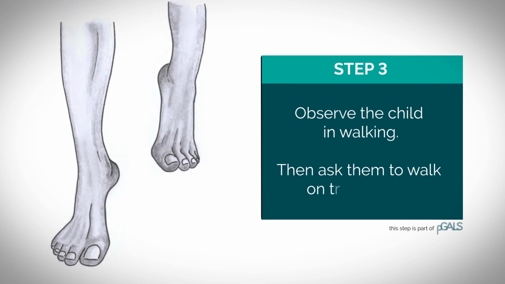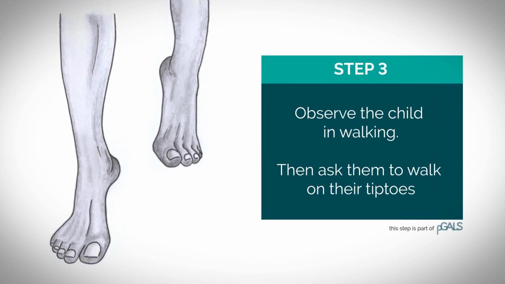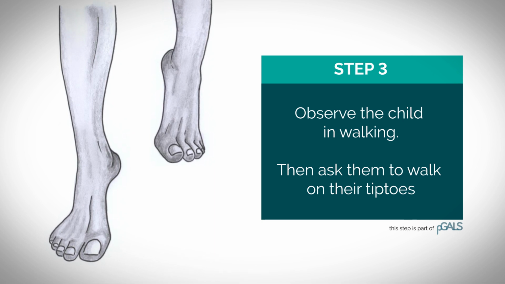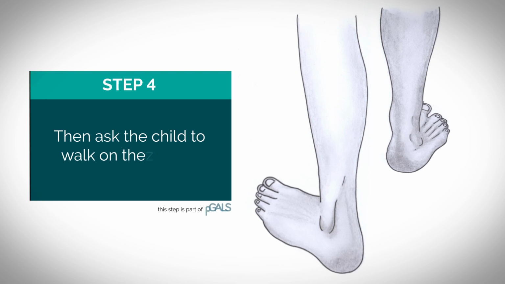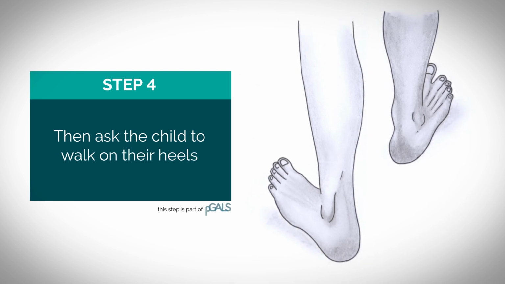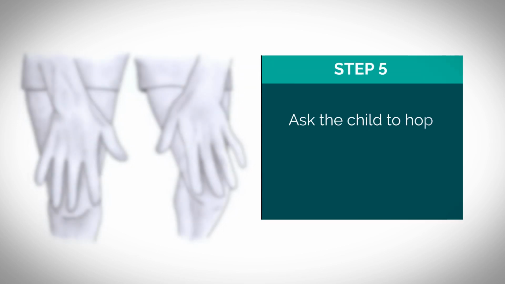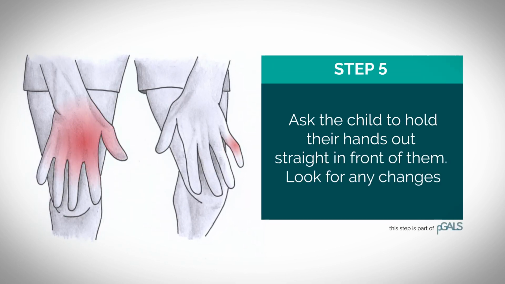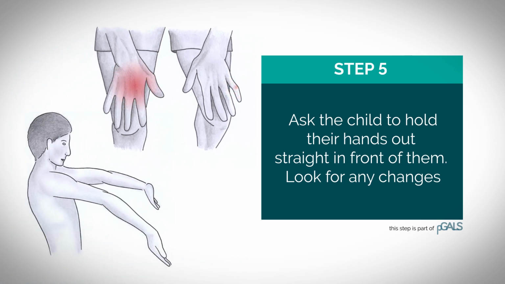For steps 3 and 4, ask the child to walk, then walk on their heels and on their tiptoes. Look at the child for any difficulties due to swelling, reduced range of movement, poor muscle strength, or poor coordination. Step 5. Ask the child to hold their arms and hands out straight in front of them. Look for elbow, wrist, and finger extension.